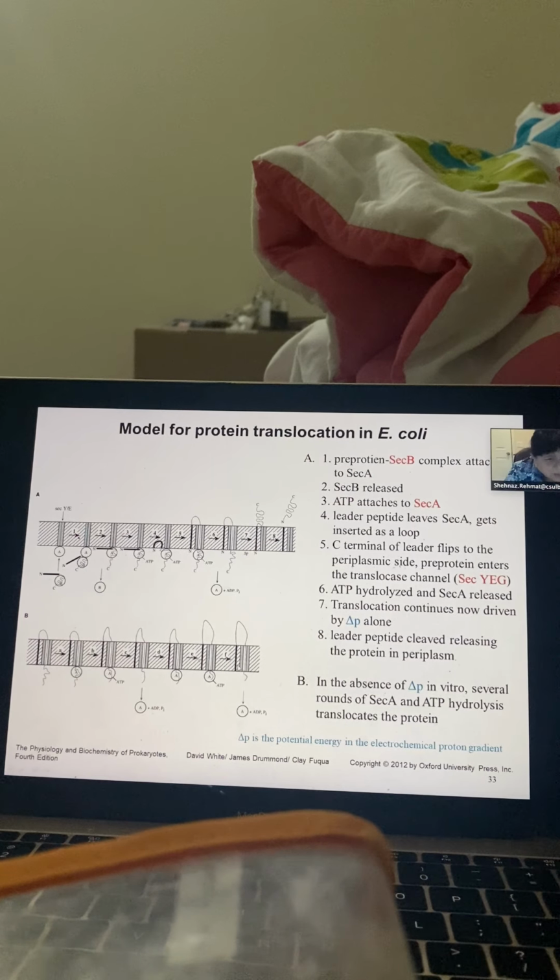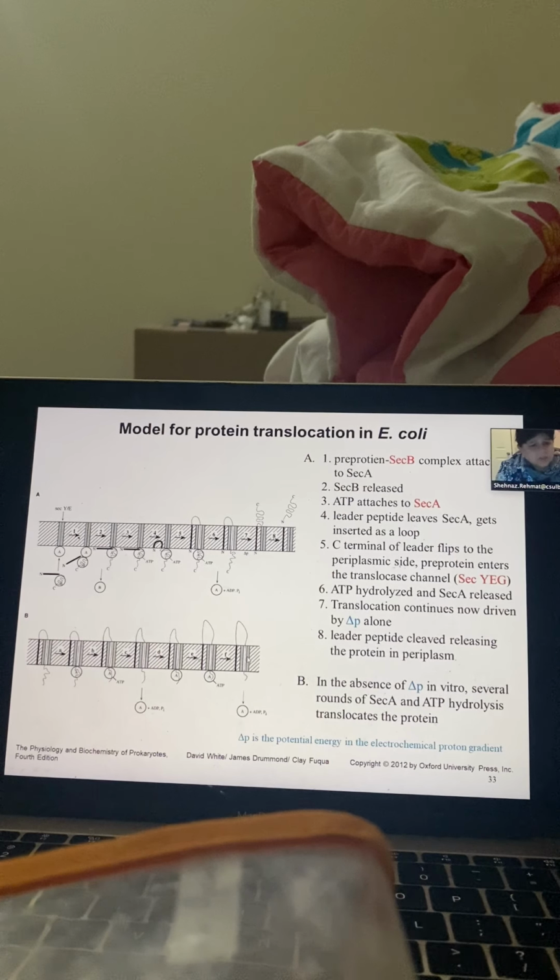Here is another model where the translocation, the final part of it, is done by delta P, and of course delta P is the potential energy in the electrochemical proton gradient, which is also needed along with the ATP hydrolysis.